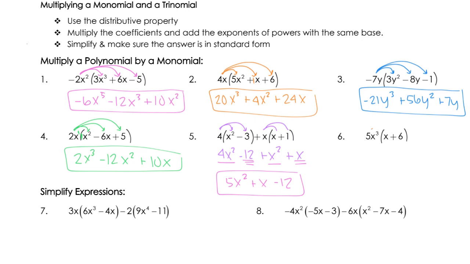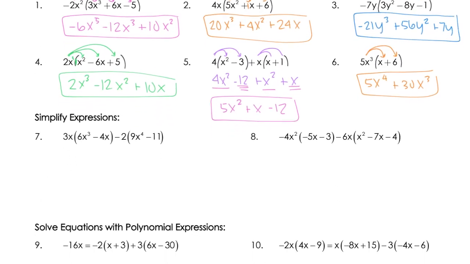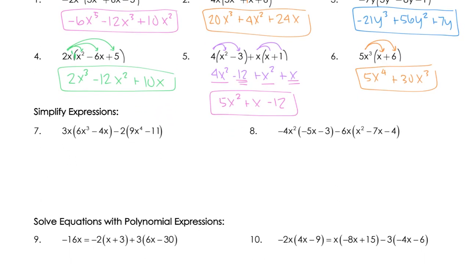Number 6. 5x to the third times x would give us 5x to the fourth, because 3 and 1 makes 4, and then plus 30x to the third would be our final answer on that one. On 7 and 8, it is very similar to what we just did on number 5. It's just a little bit longer.